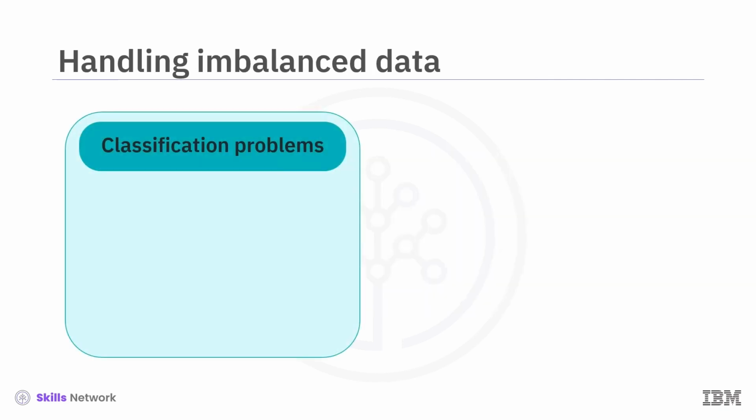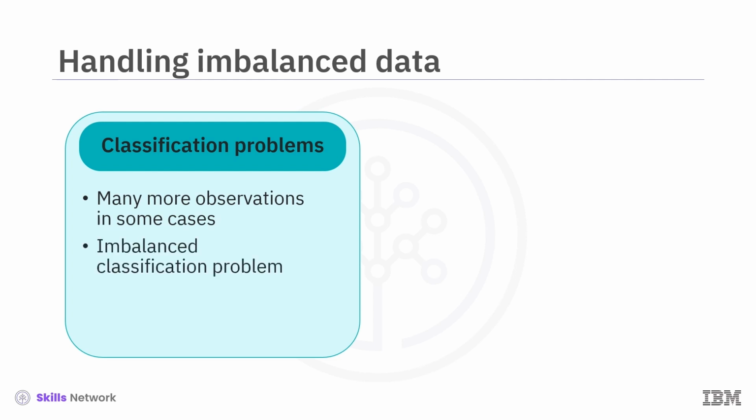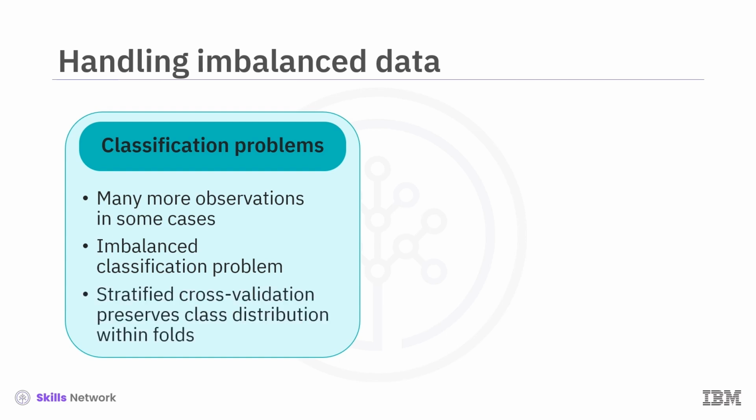In classification problems, you might have many observations in one class and very few in another. It means you are dealing with an imbalanced classification problem. Stratified cross-validation ensures that the class distribution is preserved in each validation fold, preventing bias in the evaluation process.